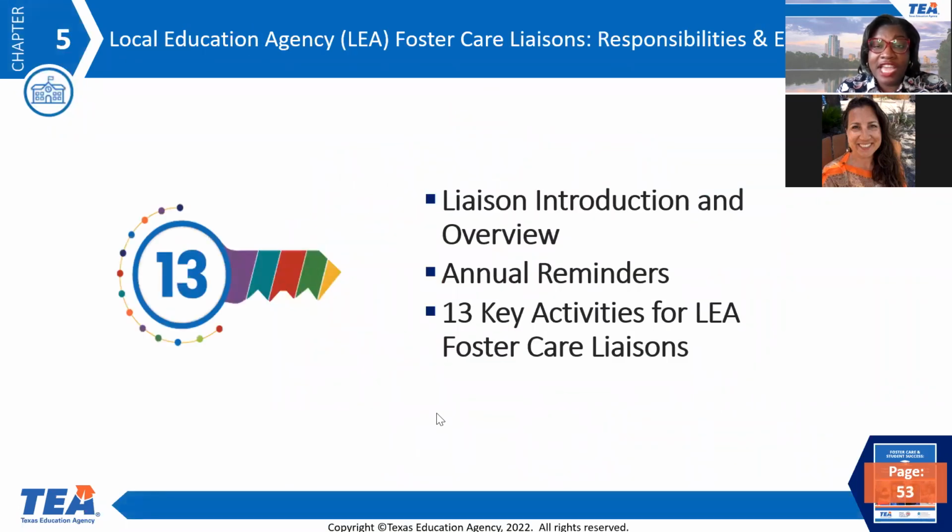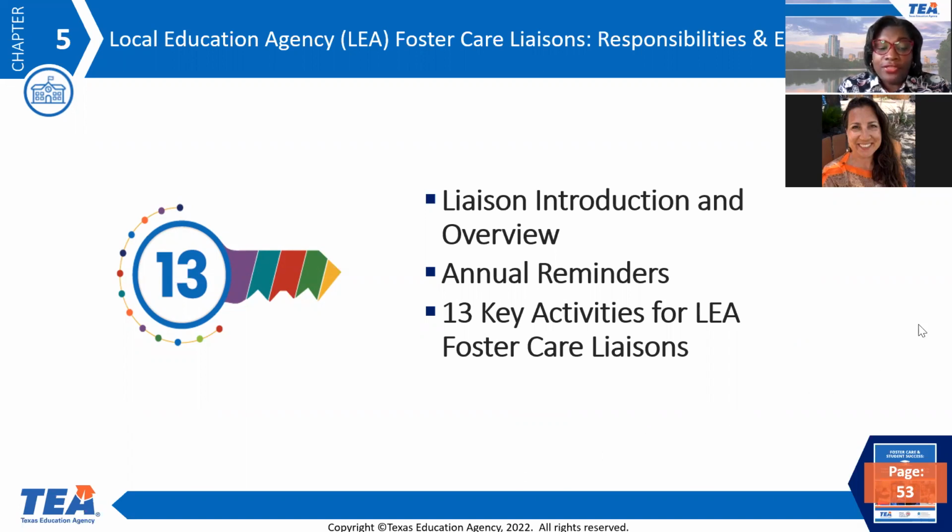So now let's move on to chapter 5. Chapter 5 is blue. So can you tell me what blue means? Blue means that it is a district or a LEA responsibility. So we talk more about the responsibilities of the local education agency, the district, LEA, foster care liaisons. What are your responsibilities and your expectations? So we provide you with liaison introduction and overview. We provide you with annual reminders and also the 13 keys. We provide you with the 13 keys for activities for LEA foster care liaisons.